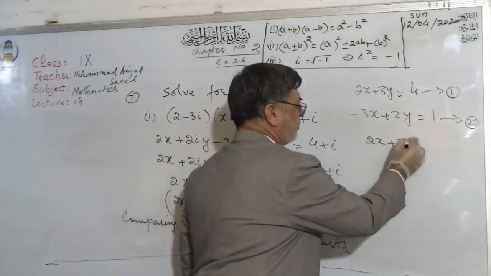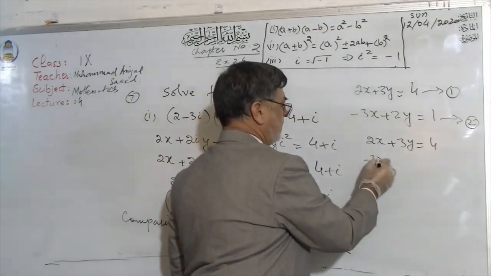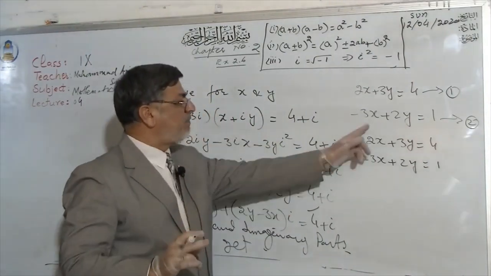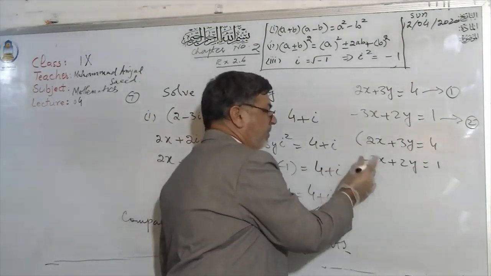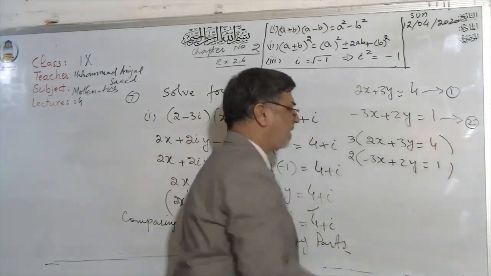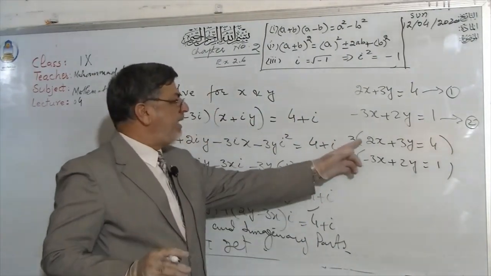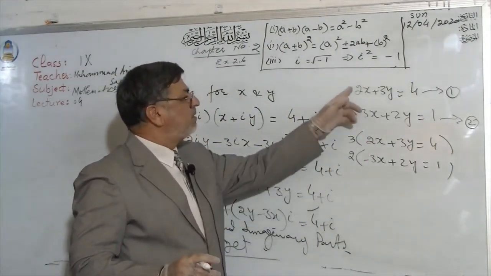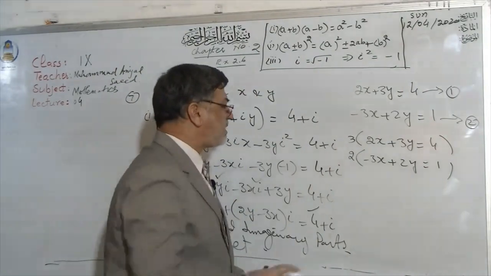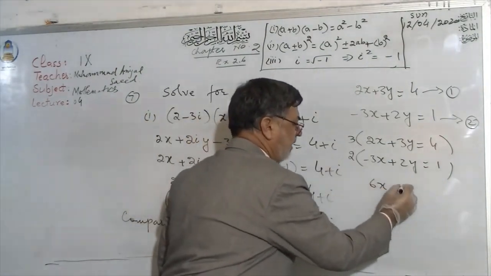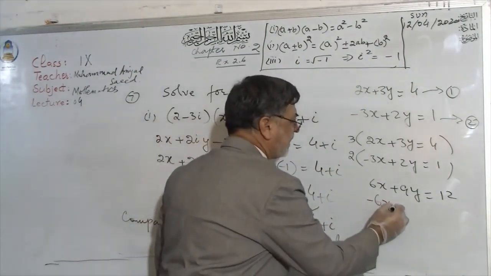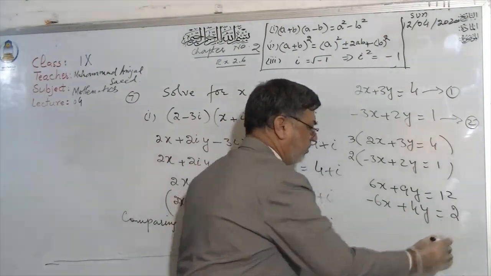So here, 2x plus 3y is equal to 4, minus 3x plus 2y is equal to 1. We want to make the coefficients of x equal. So 2 is multiplied by 3 and 3 is multiplied by 2. I am repeating, to make the coefficients of x equal, multiply the first by the second's coefficient and the second by the first's: 3 with 2 and 2 with 3. So in this way we get 6x plus 9y is equal to 12, and here minus 6x plus 4y is equal to 2.